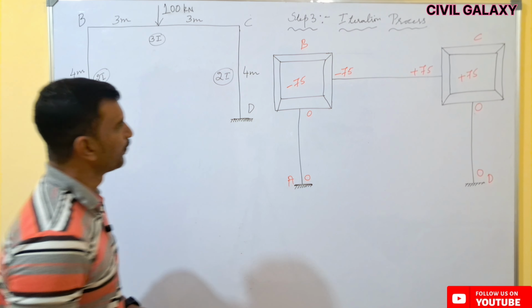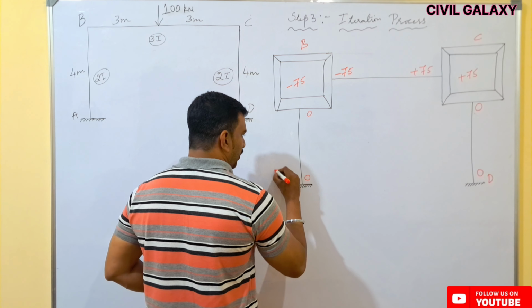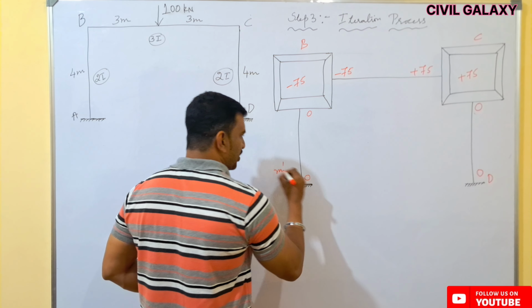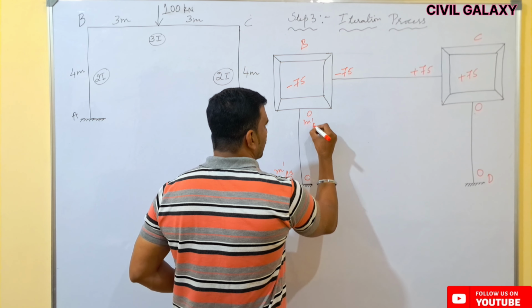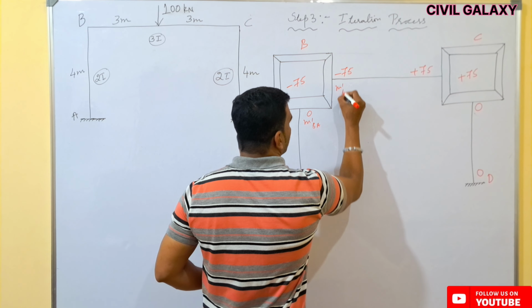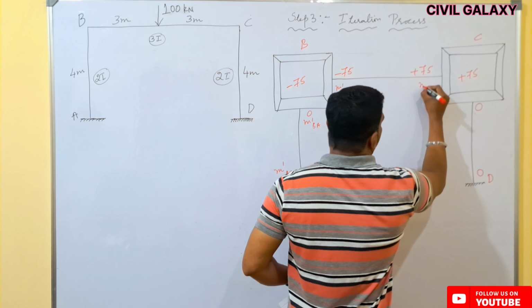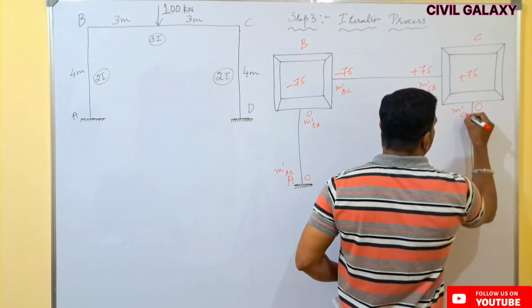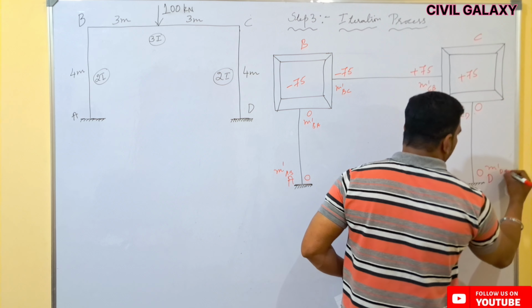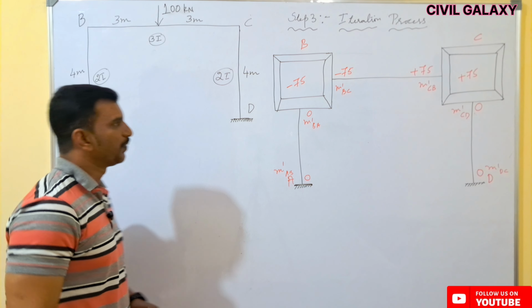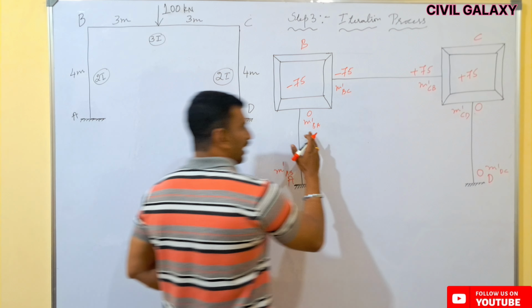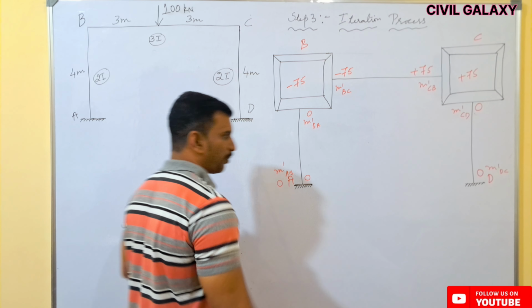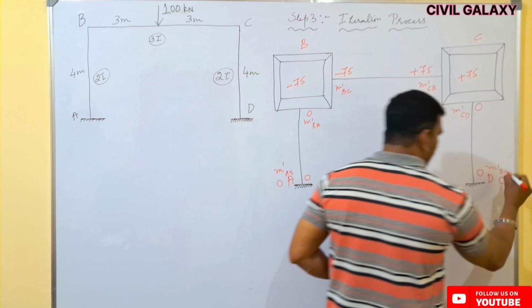Now if you want to calculate the rotation contributions, which are represented by small m dash, here m dash AB, here m dash BA, here m dash BC, m dash CB, here m dash CD, and here m dash DC. Since we know that the rotation contribution is calculated only for the intermediate supports and not for the end supports, the rotation contribution about the end supports will be equal to 0 over here.